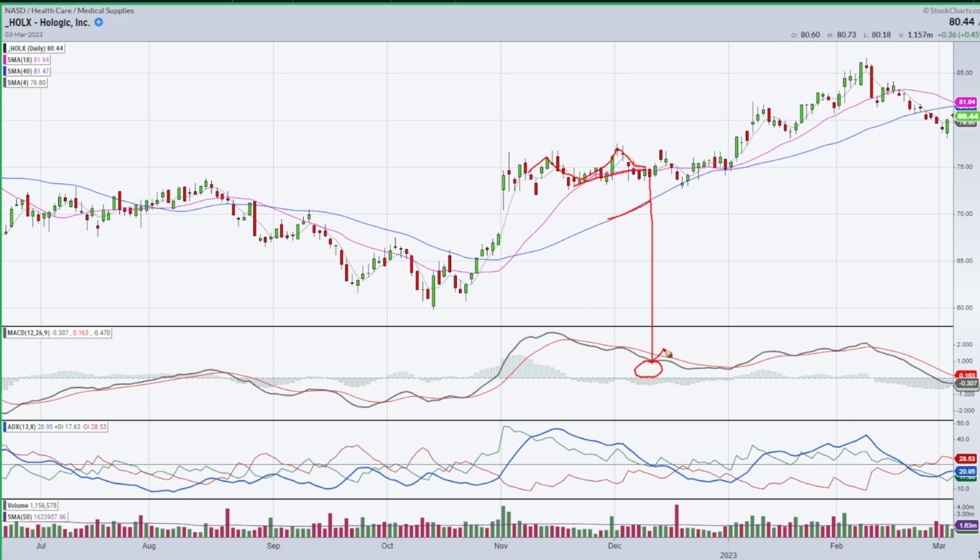Now, there are times where it'll just take off from here, but usually when that happens, we have a better setup in place on the price chart with the moving averages. It'll have a more compressed pattern, and it looks like it's ready to reverse.